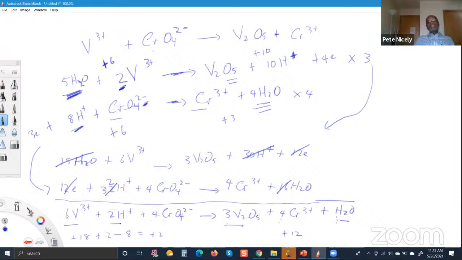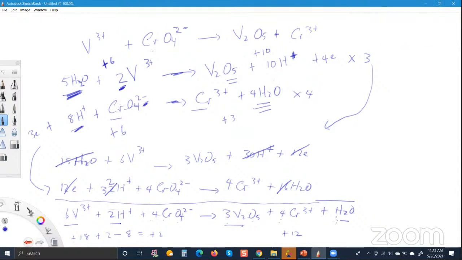Okay, any questions about this example? Any questions? Okay, no questions. Cool. Alright. It took me a couple of examples to get through it, but I got it now.